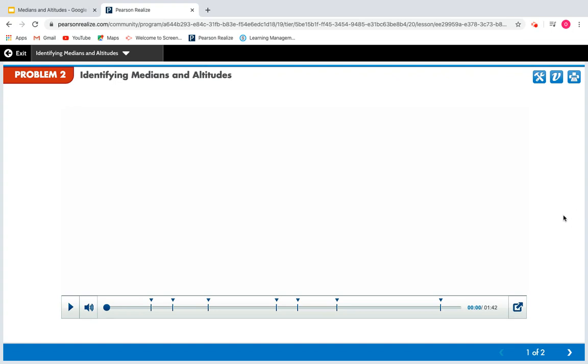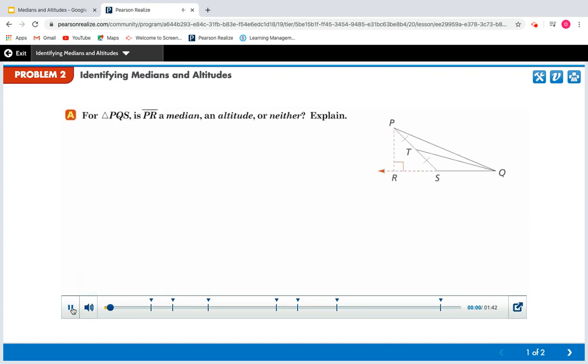Let's discuss problem 2. In this problem, you will identify medians and altitudes. Part A. For triangle PQS, is segment PR a median, an altitude, or neither? Explain.